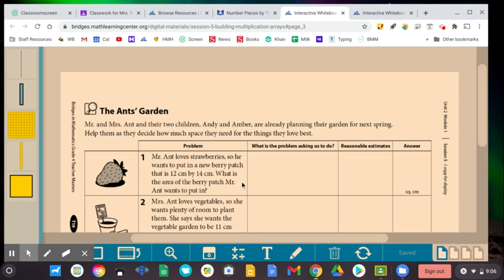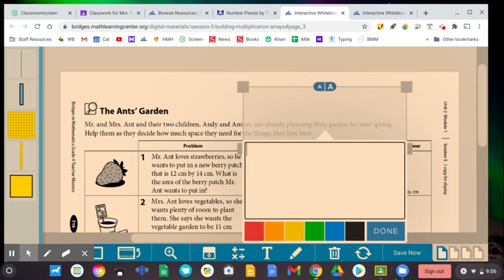So, on number one, it says Mr. Ant loves strawberries. So, he wants to put in a new berry patch that is 12 centimeters by 14 centimeters. What is the area of the berry patch Mr. Ant wants to put in? So, looking at this column, it says, what is the problem asking us to do? Think about that. What is it asking us to do?